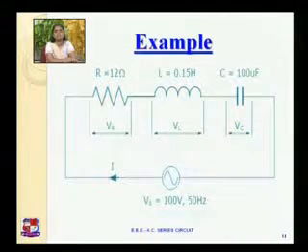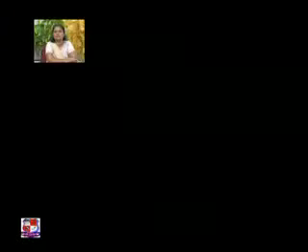Voltage across resistance is VR, voltage across inductor is VL, voltage across capacitor is VC, and supply voltage VS, which is given 100 volt and frequency is 50 Hz. You have to find the impedance of this particular circuit and total current passing through the circuit.